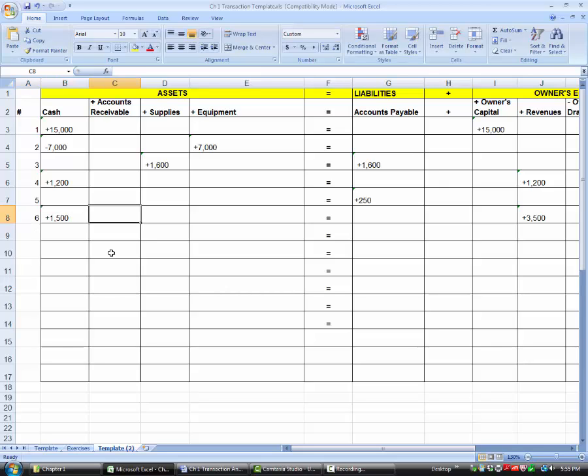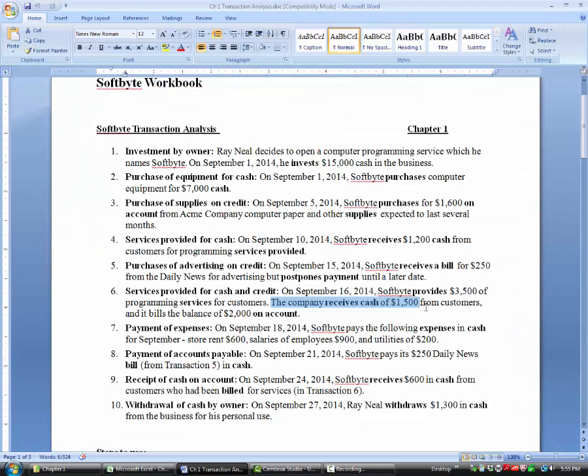Now, looking at this transaction, we see that there's a problem. We have plus 3,500 on the owner's equity side of things, but only plus 1,500 under assets, which means that we are not yet in balance. So let's read further and see if we can find where the rest of the transaction is hidden. It says here that the company bills the balance of this transaction on account. Now you may be thinking, oh, there's a bill, so the company might have something to pay.